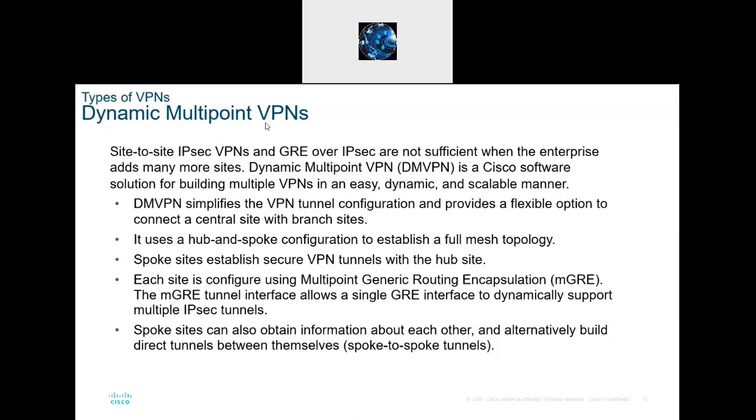So another type of VPN that Cisco came out with, I think is Cisco proprietary. It is Cisco proprietary. It's called DMVPN, Dynamic Multipoint VPN. And this is used when you have multiple sites. This one just simplifies the configuration of VPN.